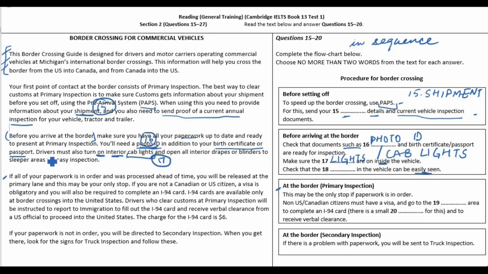Drivers must also turn on interior cab lights and open all interior drapes or blinders to sleeper areas for easy inspection. Check that the dash in the vehicle can be easily seen. Easy inspection of sleeper areas. The answer is sleeper areas. We'll start with the next one now.